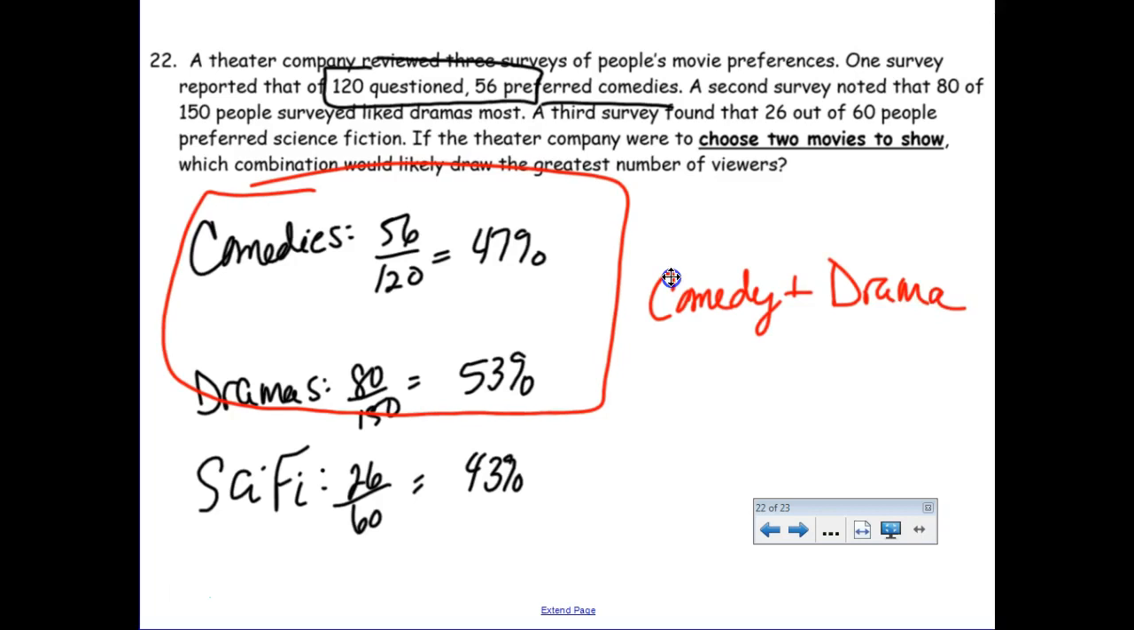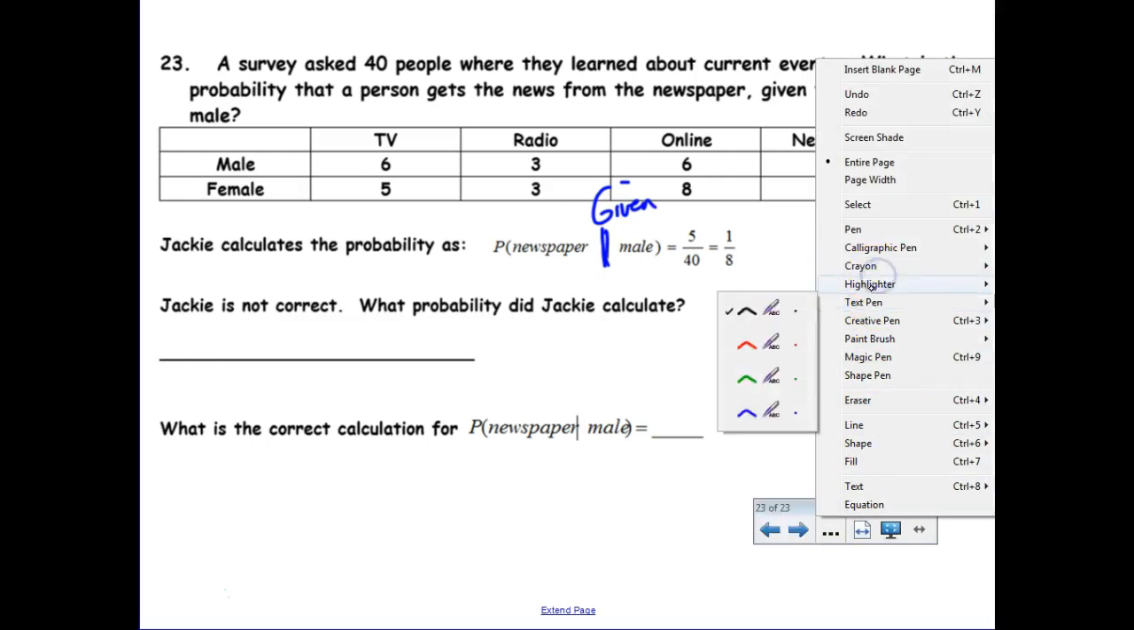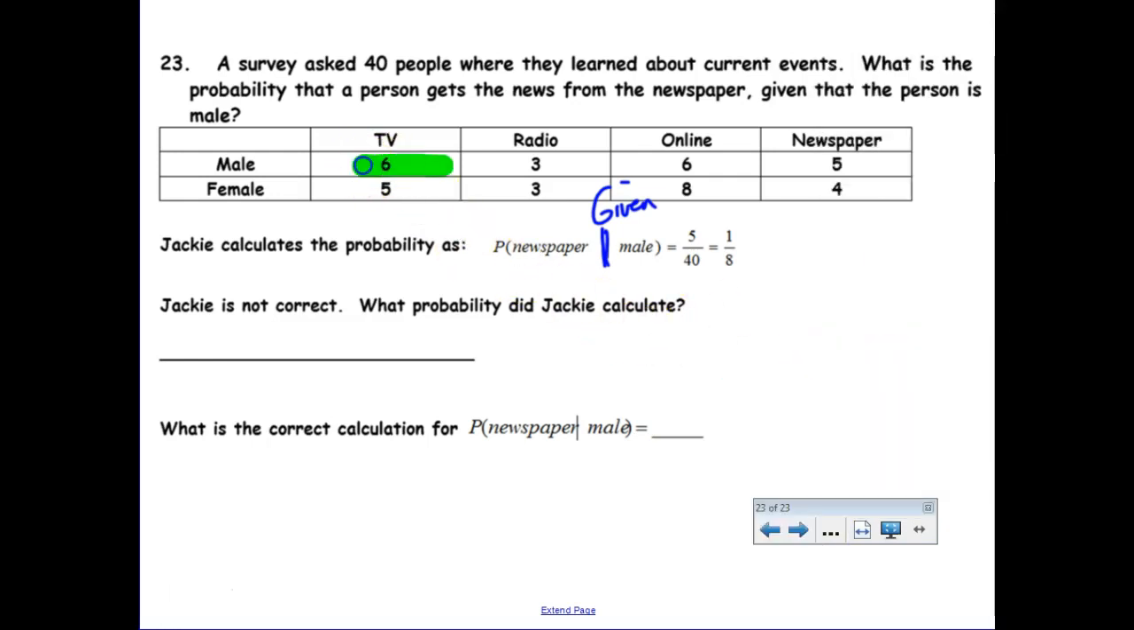Alright. This next question, I really like. It's an error analysis question, and there are a few different answers you can give me for what Jackie calculated by accident, but think about mistakes that you've seen your classmates make before. Remember, this line here means given. So, newspaper given male. What Jackie was supposed to do was highlight the male data, which is here. And I will warn you, they didn't total it for you, so you might want to do that. This is 20 and this is 20. 20 females and 20 males. So a grand total of 40 people were surveyed here.